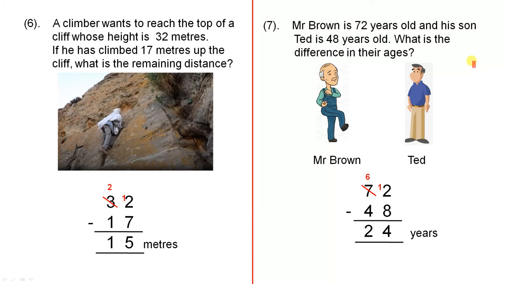Mr. Brown is 72 years old and his son Ted is 48 years old. What is the difference in their ages? The word difference means take away. 72 take away 48. 2 take away 8 we cannot do. So this 1 here really means 10 ones. So now we only have 6 tens in the tens column, because we've taken one of these tens from that column. So that's a 10 and that's another 2, so that's 12 altogether. So 12 take away 8 is 4, 6 take away 4 is 2, so the difference is 24 years.